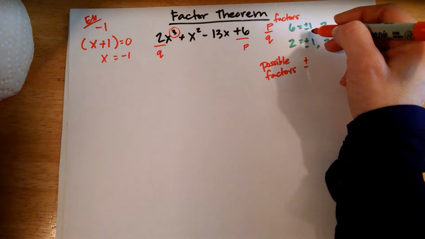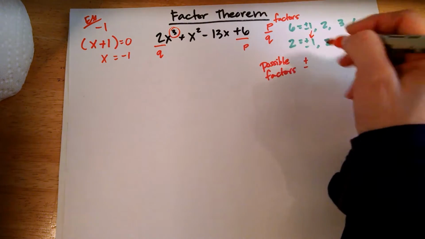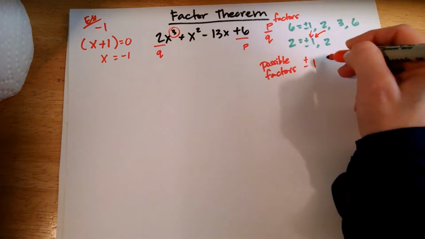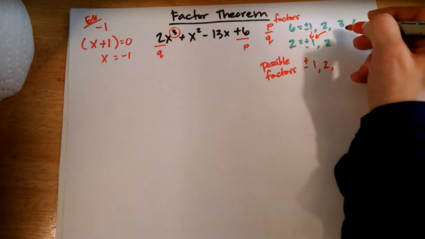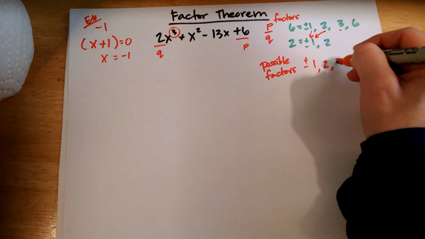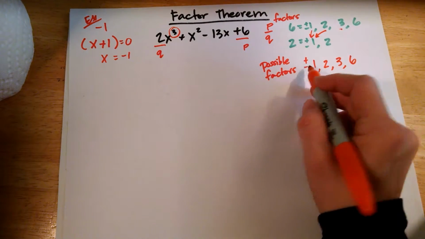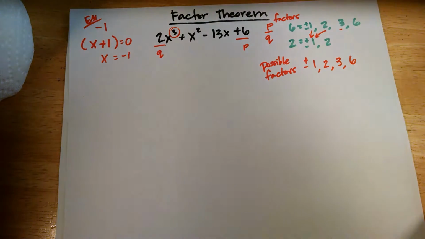We have 1 over 1. Remember, it's P over Q. So 1 over 1 is 1. 2 over 1, that's 2. 3 over 1, that's 3. 6 over 1, that's 6. So the plus or minus goes with any and all of these terms.